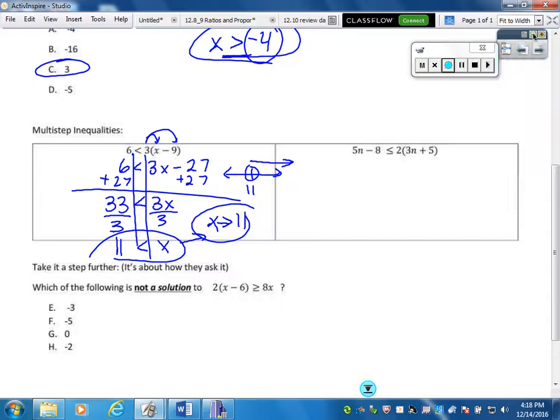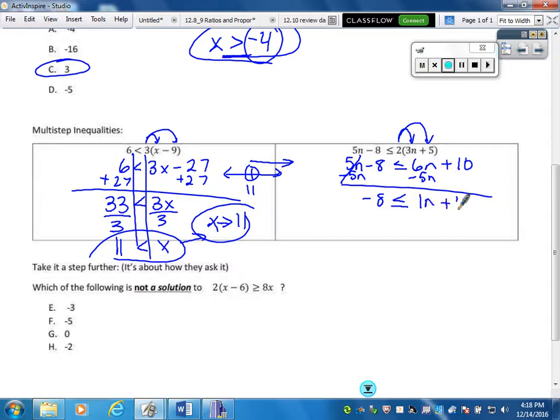All right, this one has a little bit of everything in it. So we do have distributive. So I've got my 5n minus 8 is less than or equal to 6n plus 10. I've got to now get rid of one of these two variables. I can't have two of them sitting there. So I'm going to subtract my lower amount to avoid some negatives here. So I've got negative 8 is less than or equal to 1n plus 10.